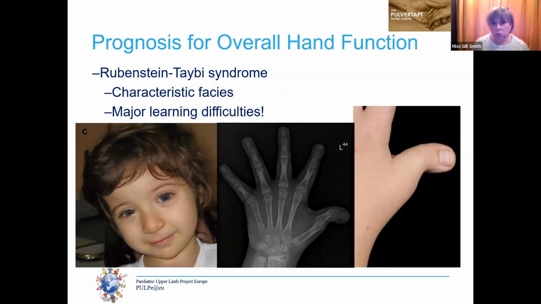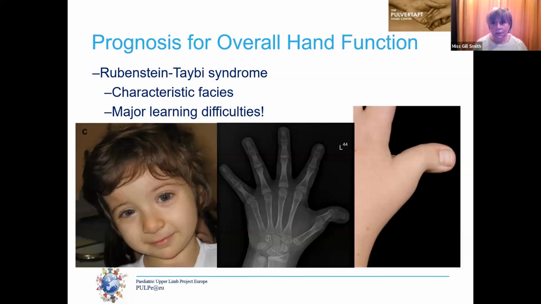Now, I spoke about the prognosis for overall hand function, and this is a classic example of something where you want to pick up whether you're going to do something or not. Because the Rubinstein-Taybi syndrome patients, they have a very typical facies, and this is it. They typically have a short thumb and often a radially deviated one. It's known as the hitchhiker's thumb. Now, it's not the only condition with hitchhiker's thumb, but with these facies, it's typical. And they have learning difficulties.